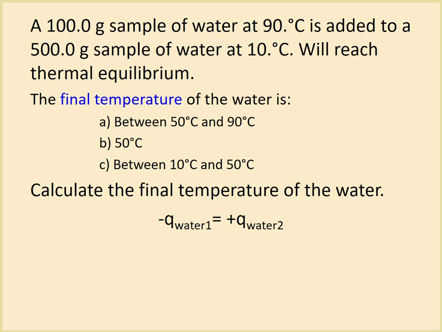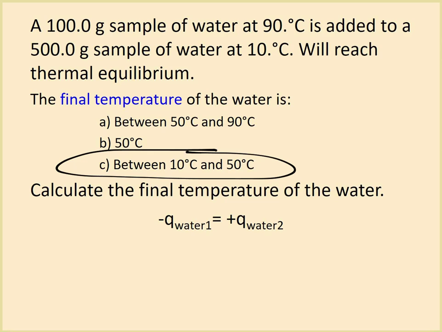A 100-gram sample of water at 90 degrees Celsius is added to a 500-gram sample of water at 10. Then it will reach a thermal equilibrium. What would be the final temperature of dumping these two waters together? Well, thinking through this, I have a very hot 100-gram sample and a very, very cold 500-gram sample. Because there's so much water at 10 degrees, I'm going to find that the final temperature is going to be lower. So it'll come up a little bit, but not above 50 for sure. So C is your answer.